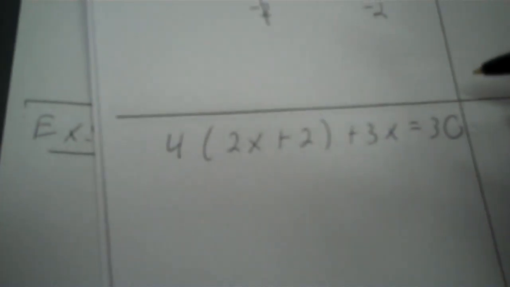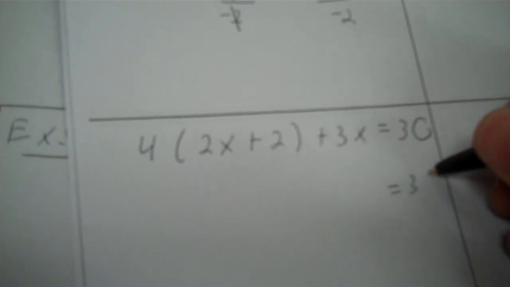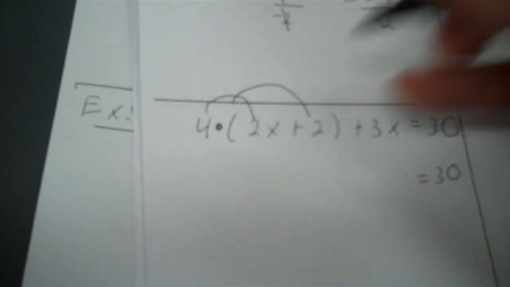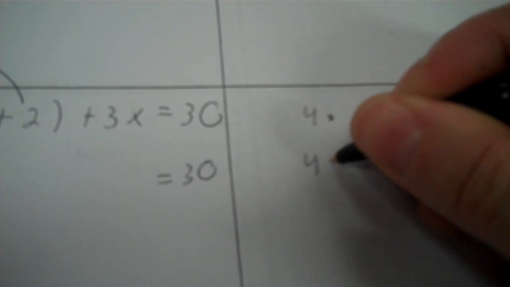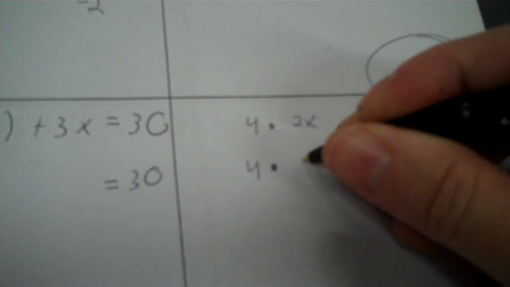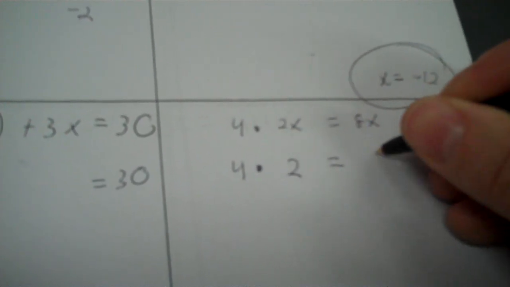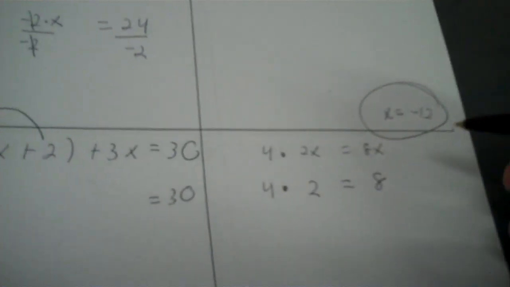Okay, next problem. Again, you need to simplify the side of the equation that has parentheses. You've got 2x plus 2, and 4 is your multiplier. It's positive 4, so I don't need to make any plus negatives. You're going to take 4 times 2x, and you're going to take 4 times 2. So that's going to be 8x here, and that's going to be 8 here. So on this side, I write 8x plus 8.